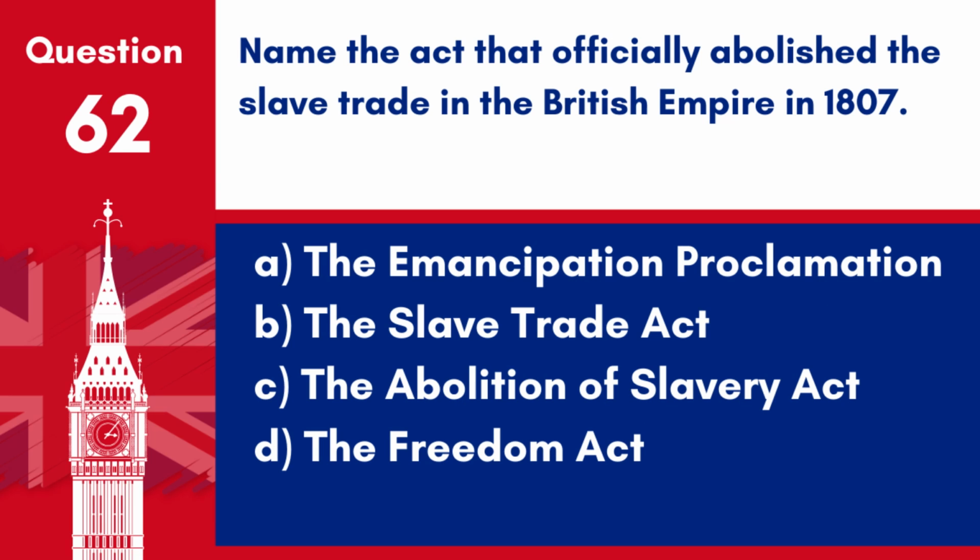Question 62. Name the act that officially abolished the slave trade in the British Empire in 1807. A. The Emancipation Proclamation. B. The Slave Trade Act. C. The Abolition of Slavery Act. D. The Freedom Act.